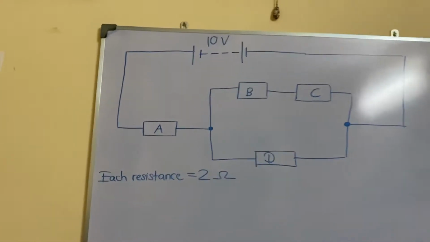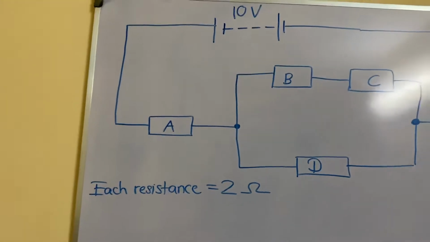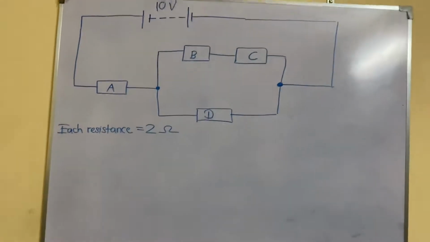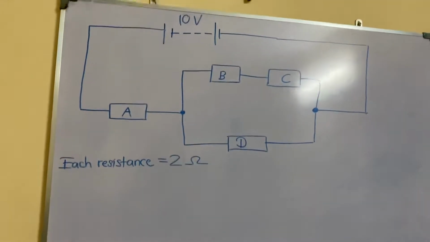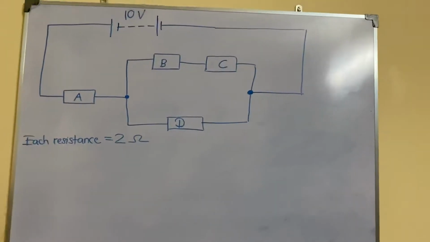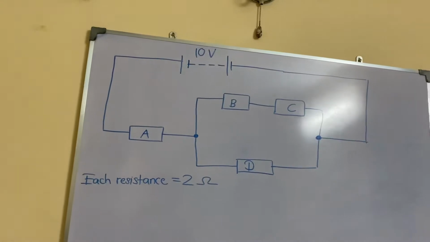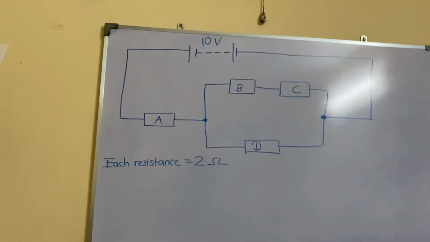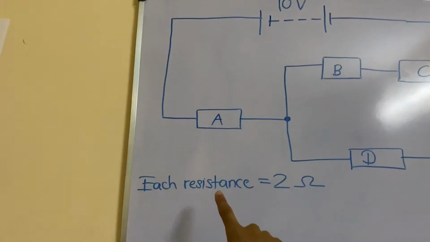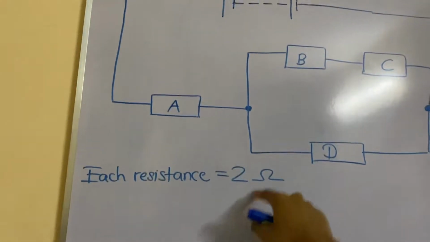Okay, for this approach, I'm going to use something called the voltage divider equation. Earlier, I explained using the current divider equation, but that's not in the syllabus. The voltage divider equation is mostly seen in the syllabus, so I will explain using that. First of all, they have given that each resistance has a value of 2 ohm, right?